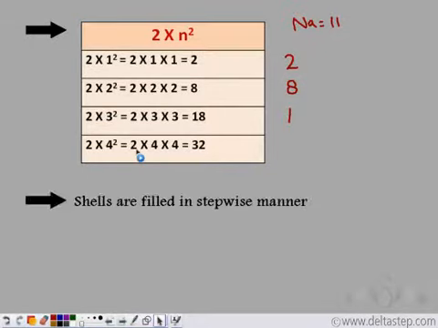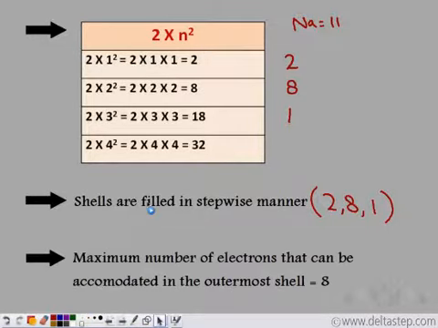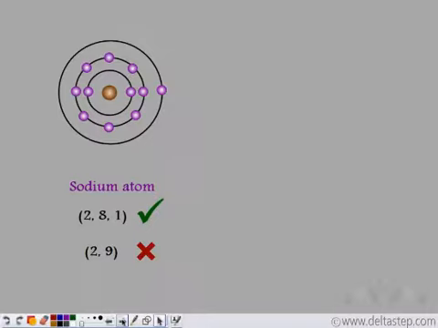So from rule 2, we know that the electrons occupy shells in a stepwise manner. So how do we write it? We write the electrons in the first shell, followed by the second shell and the third shell, and then we enclose it within brackets. And we see again in this case, the number of electrons in the outermost shell is not more than 8, so it also obeys the third rule. So the electronic configuration of sodium is 2, 8, 1 and it's not 2, 9. So we have to follow the 2n square rule in this.